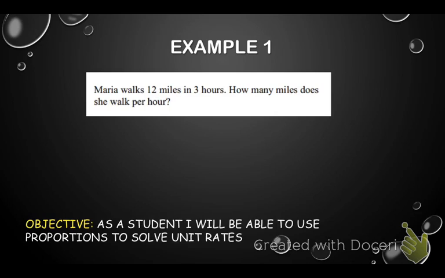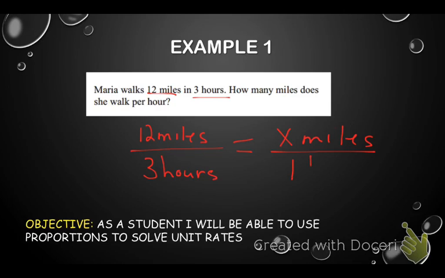We have 4 examples. So, first example. It says Maria walks 12 miles in 3 hours. How many miles does she walk per hour? So here we go. We have to remember that this part is a ratio, 12 miles, and we really need to make sure that we put our labels down. This is really important. If you don't have labels, no points. And it says how many miles, so we don't know how many miles, so we're going to put an X.